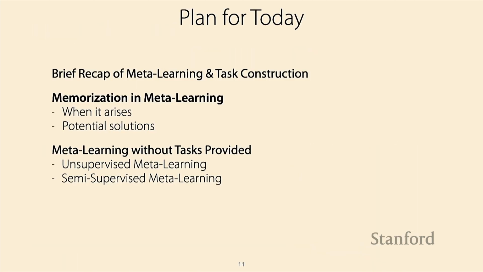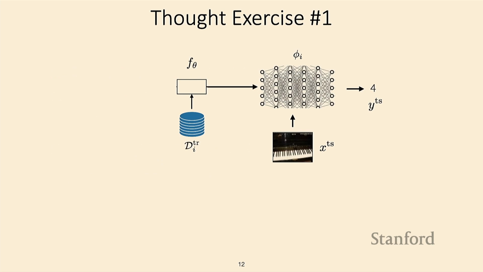Great. So now let's talk a little bit about the main topic of this lecture, which is memorization and unsupervised meta-learning. And so I'd like to start this off with a thought exercise for you. In particular, this is one picture of a black box meta-learner that takes as input a training data set and a test input and gives you a predicted label for that test input.